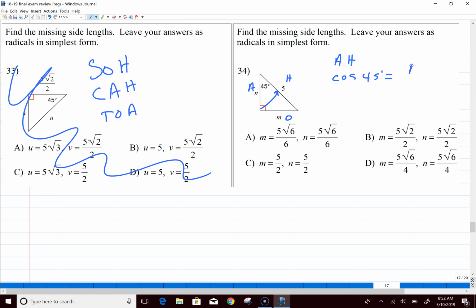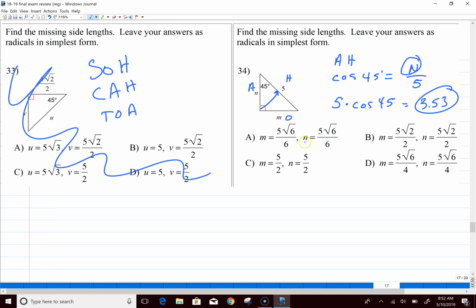A is N divided by my H, which is 5. If the N is on top, you multiply. If N's on the bottom, you divide. Hope you don't forget that. It's in your notes, so write that down so you remember. So 5 times cos 45. Put it in the calculator. Make sure you're in degrees. 5 times cos 45 gives us 3.53. So N is 3.53.